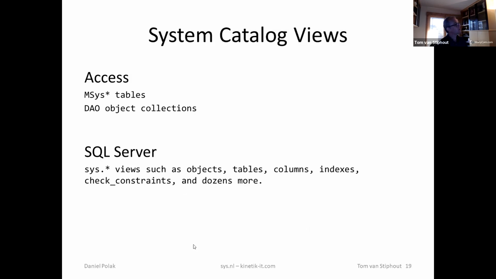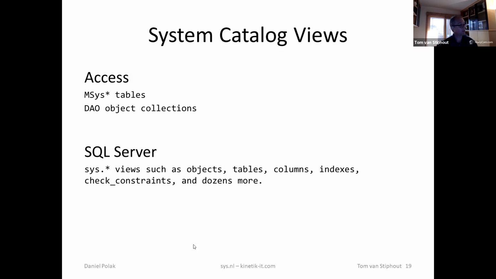There's also a difference in how you get metadata information about the system. In Access, you would use your MSys objects and MSys tables, perhaps, and certainly your DAO object collections, you know, table dev dot fields x dot and so on. But in SQL Server, you have a rich collection of catalog views that give you dozens and dozens of views with very high detailed information. And you'll see that in a second, how we take advantage of that.